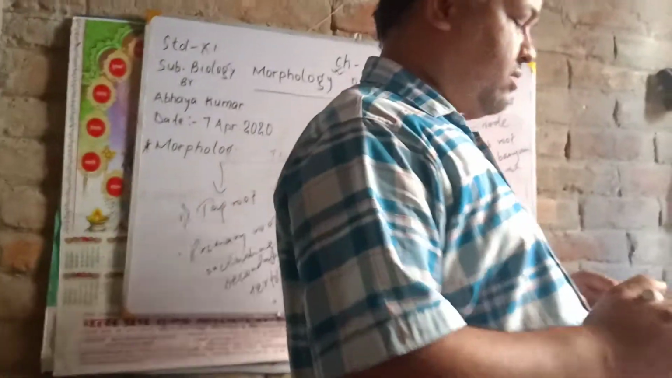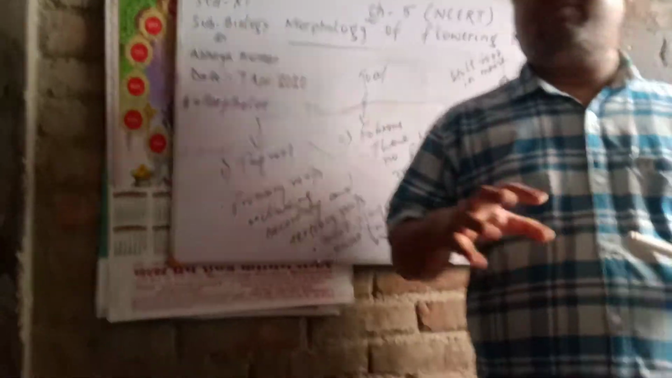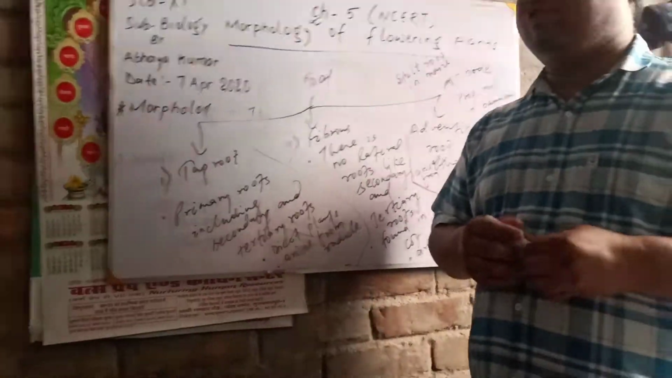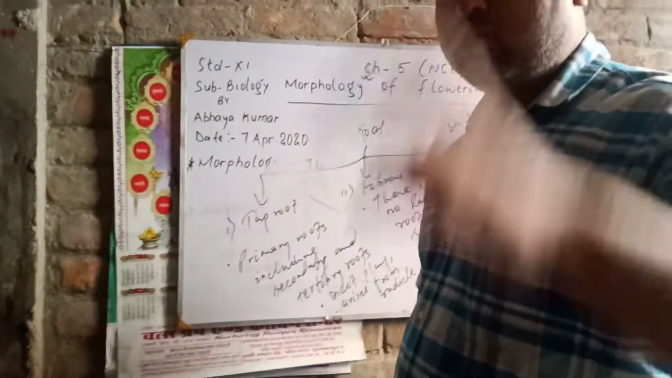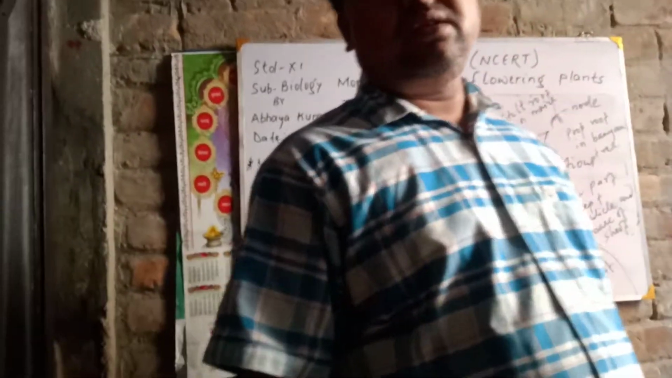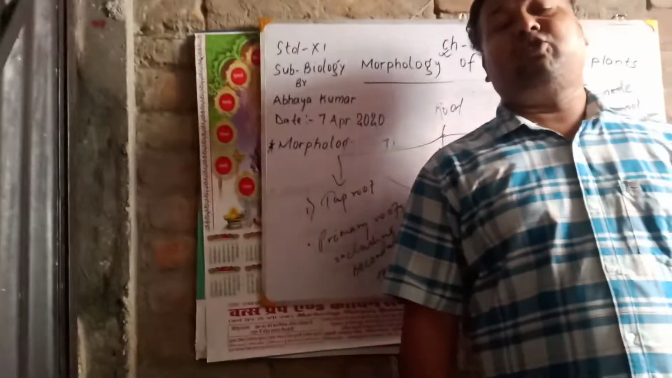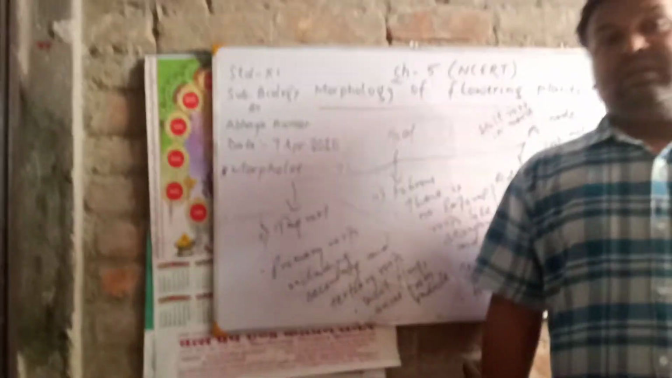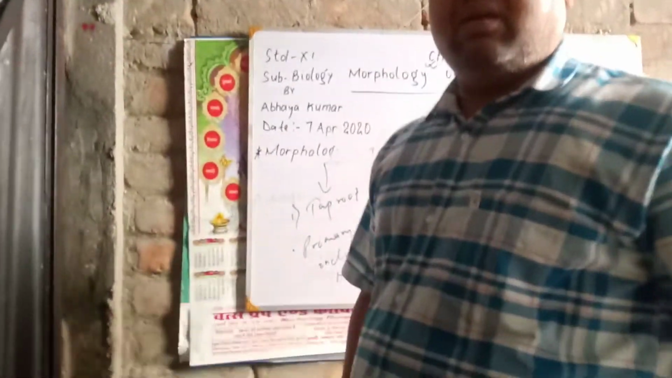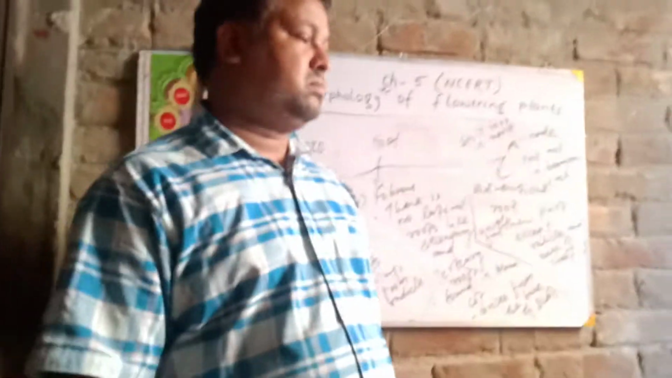Now we will study regions of roots, different regions of roots. When we observe root, there is a root cap. Root cap protects the tender root from damage during penetration of soil.